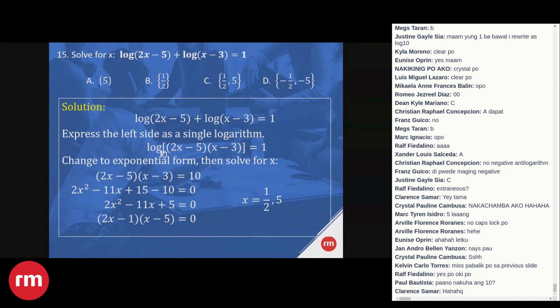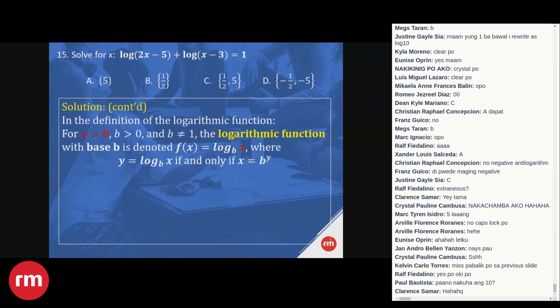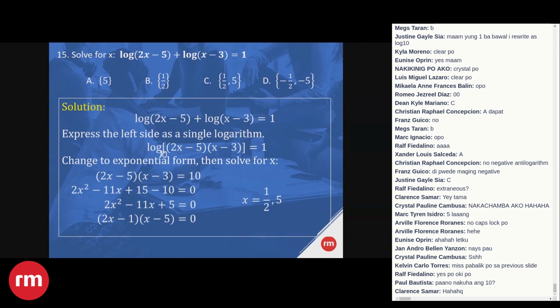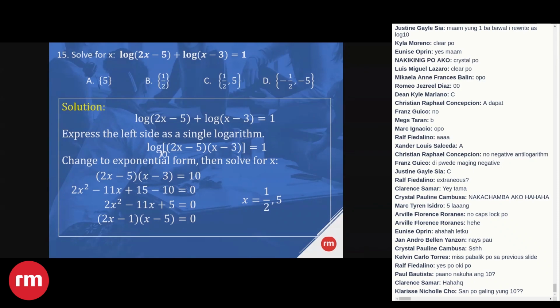Okay, so paano nakuha yung 10? As you can see here, you cannot see the base, right? So sabi natin kanina, if you can't see the base, it means that the base is 10. That's why I wrote here 10. This one, this is the common logarithm. The base is 10.